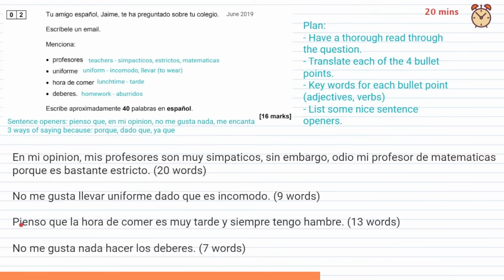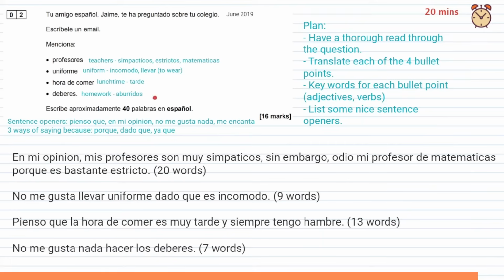For the third bullet point about lunchtime, here's what I wrote. "Pienso que la hora de comer es muy tarde y siempre tengo hambre." Again, using phrases from my plan that I've memorized before the exam. I think that lunchtime is quite late and I am always hungry. Lastly, "no me gusta nada hacer los deberes." I don't like doing homework at all. Although this sentence is incredibly short at only 7 words, I have still mentioned homework and added an opinion, so it counts. I'm pretty sure that this would be a full mark answer.